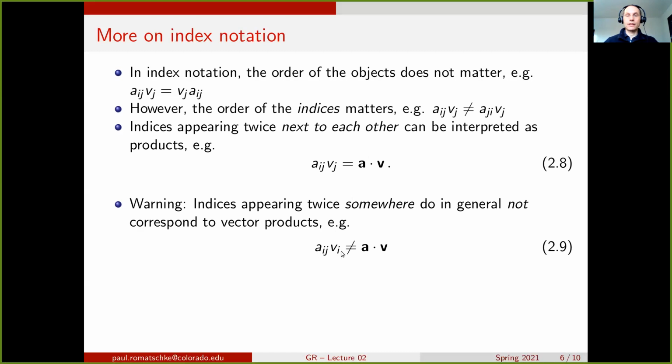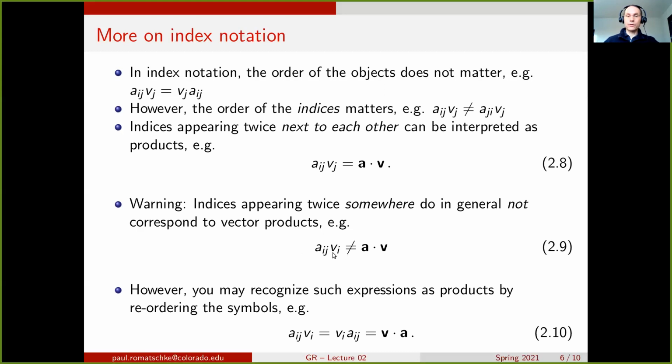So basically this object here is not the same as AV, not the same as this one up there, because we can again reorder the symbols, so we can put the V_i all the way to the left because it does not matter where we write it. And if we do this, then we write A_ij V_i is the same as V_i A_ij. Now the i is appearing in the vector V and the matrix A next to each other. And this just represents an ordinary vector product. So this is the same as V dot A. And again, because A is not necessarily a symmetric matrix, V dot A is not the same as A dot V, which just proves the point that these two are different objects.